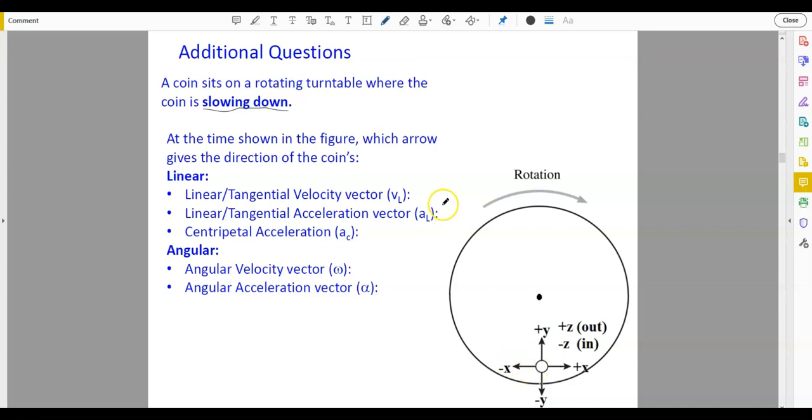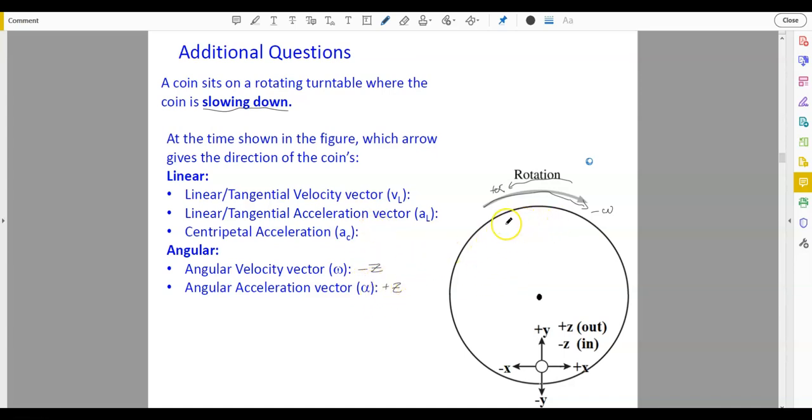Okay, well, let's take care of the angular stuff first. Well, the wheel is rotating clockwise, which is going to be negative. It's going to have a negative omega, which is going to be in the negative z direction. But we said that it's slowing down as it's doing so. So that means its angular acceleration vector has to be opposite the angular velocity vector for it to slow down. So angular acceleration is going to be positive z. All right, we've got that done.